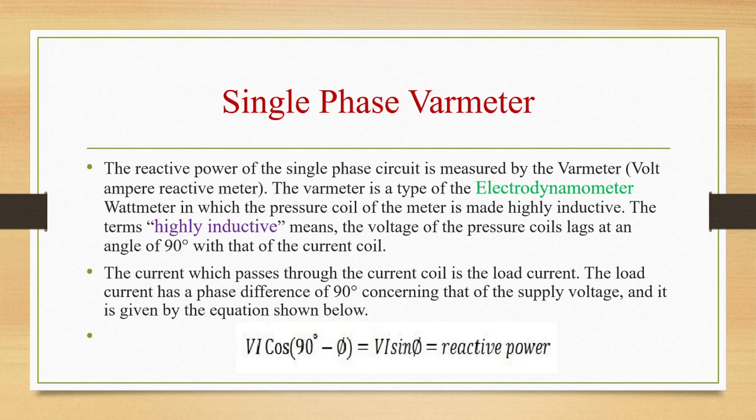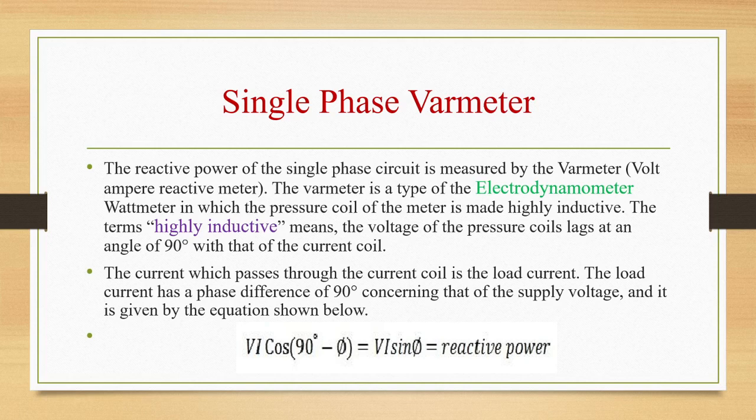The reactive power of a single phase circuit is measured by a VAR meter or volt ampere reactive meter. The VAR meter is a type of electrodynamometer wattmeter in which the pressure coil is made highly inductive in nature. Highly inductive means the voltage of the pressure coil will lag at an angle of 90 degrees with that of the current coil. So it is a pure inductor where current lags the voltage by 90 degrees.